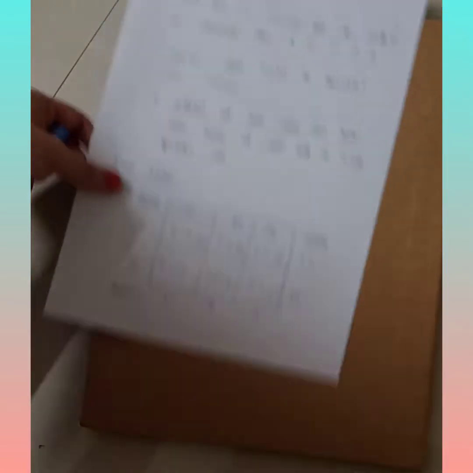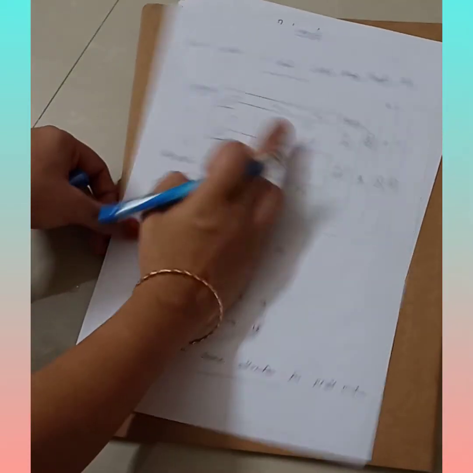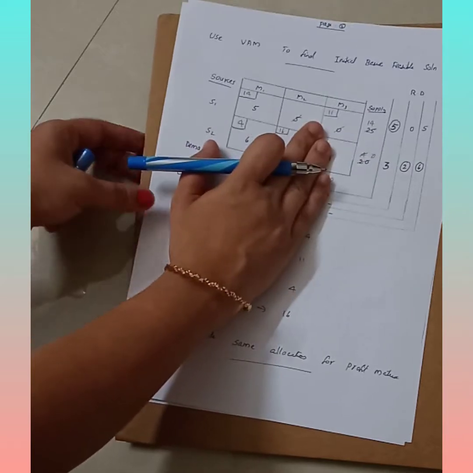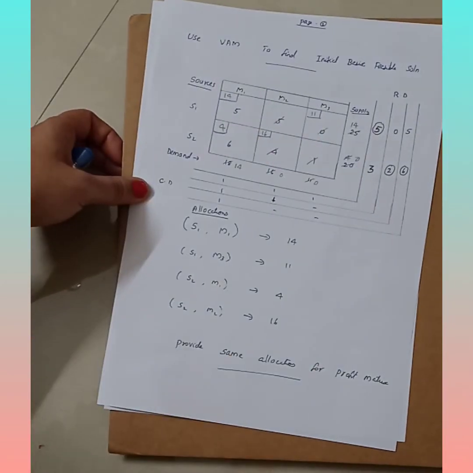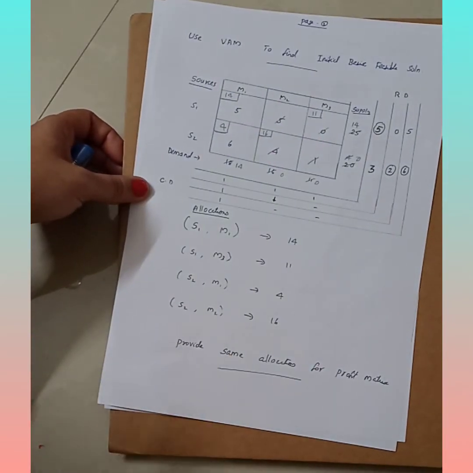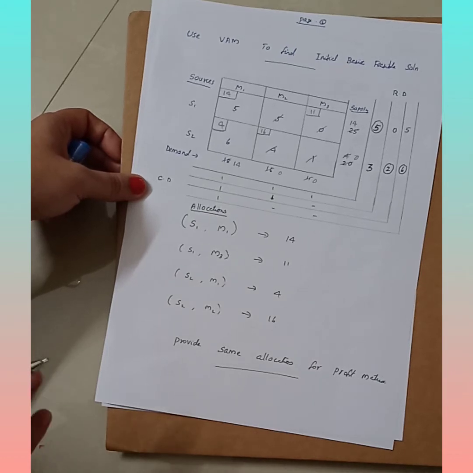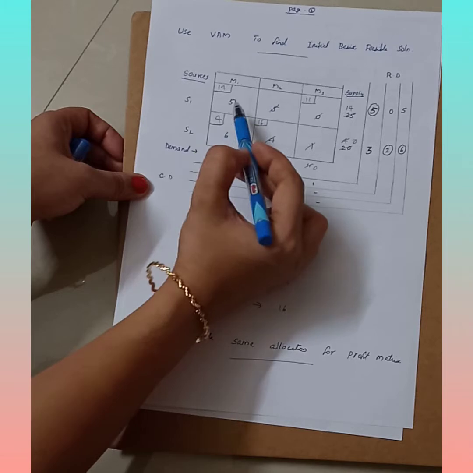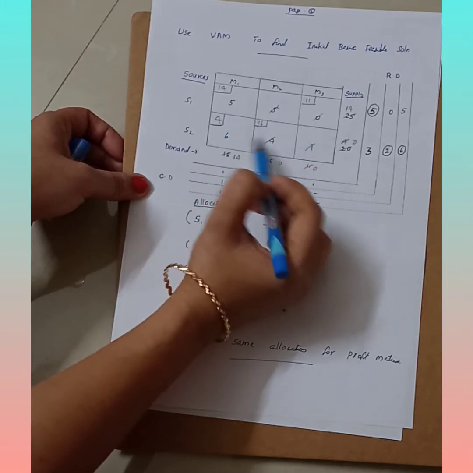Okay, so you can rewrite the cost matrix like this: 5, 5, 0, 6, 4, 1. Now I have solved this particular problem using VAM. I have already explained to you in the previous video how to solve a transportation problem using the VAM method. The only thing is, first you have to draw the matrix. Okay, we have the new matrix 5, 5, 0, 6, 4, 1.